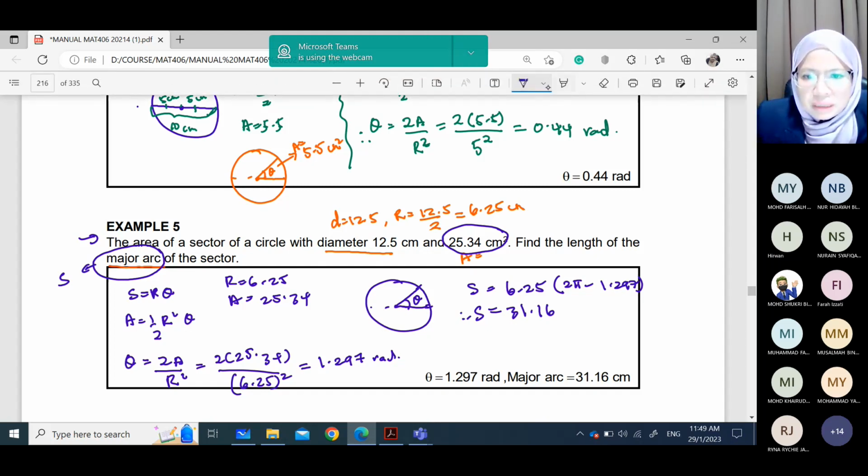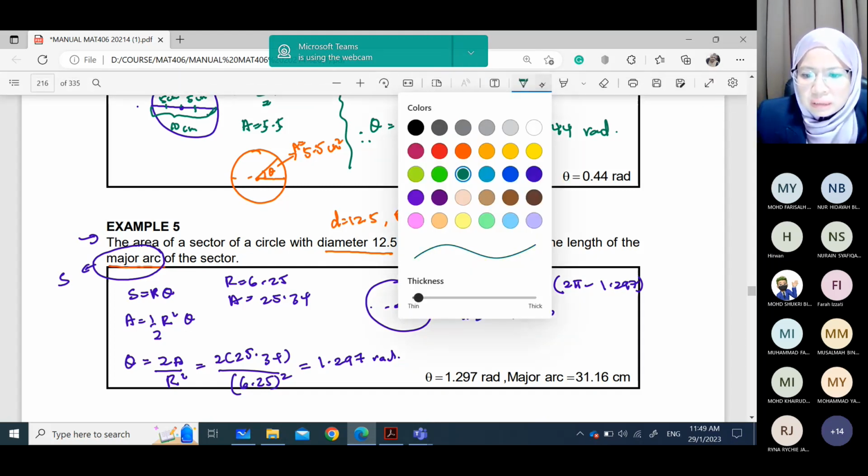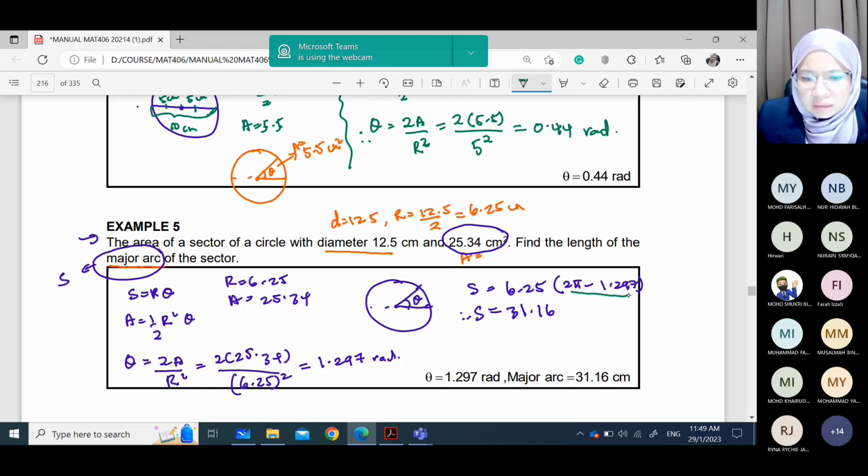Okay, so kenapa saya nak tolakkan 2 pi dengan angle yang kita dapat ni? So kalau kita tengok yang ini adalah angle yang kecil lah. Inside here, yang dalam ni. Okay, so kita nak major arc length. So major arc length adalah yang ini. So kita kena cari angle yang kat luar ni. Okay, so as you know untuk satu bulatan 2 pi. Jadi 2 pi kita tolakkan dengan angle yang kecil ni, which is in the minor sector. So 2 pi minus with 1.297.